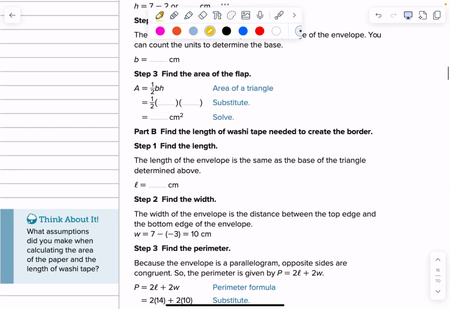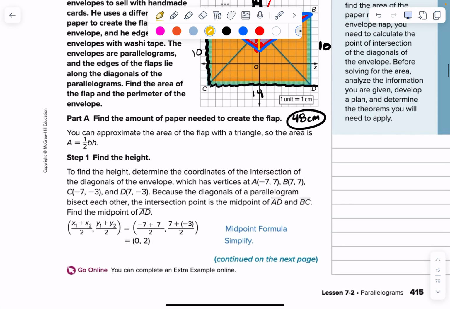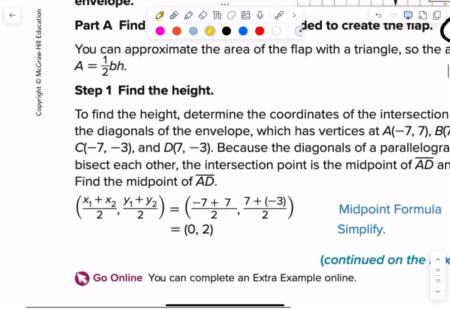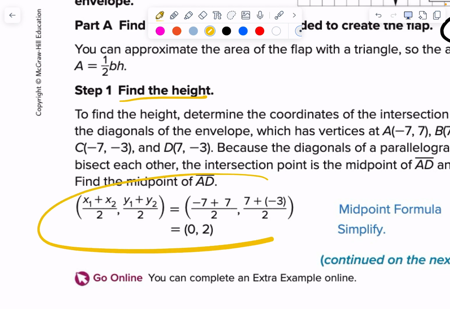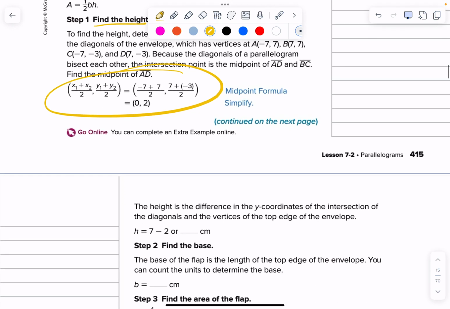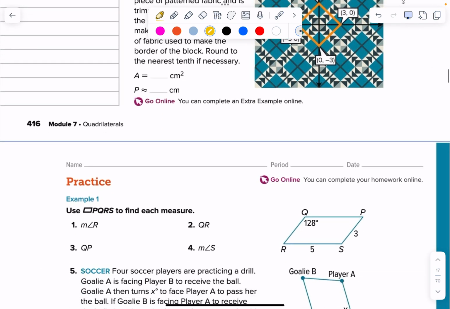Okay. All right. They had step 1, step 2, to find the height. Count. No, you don't have it. What are you doing? You don't need a midpoint to find that. Oh my goodness, that's ridiculous.